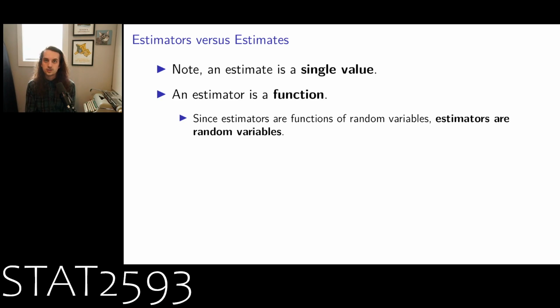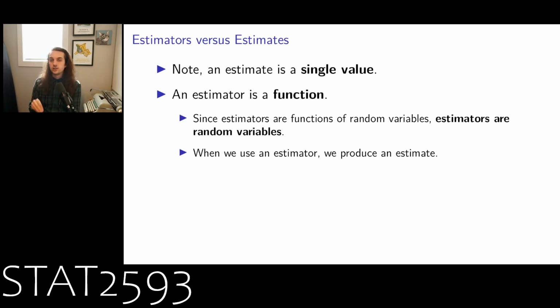This is true in general, right? If you think about just summing up all of your data, well, until you've collected data, that's going to be a random quantity. You can think about taking the square root of the maximum value. That's going to be random until you have data to actually compute it with. So the estimators are those random functions. They're random variables themselves.